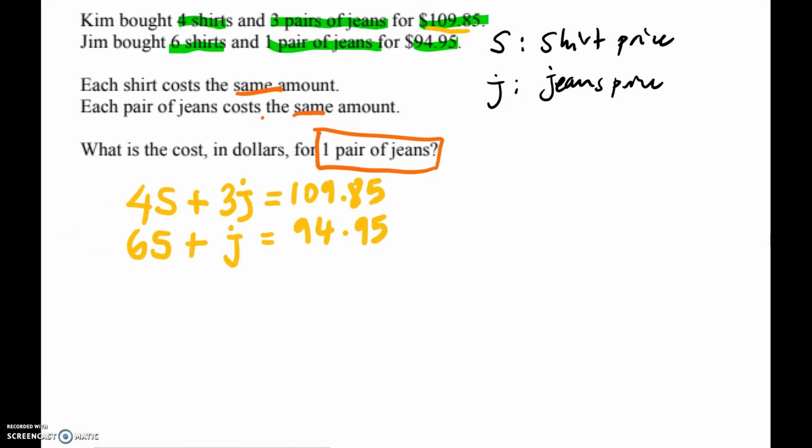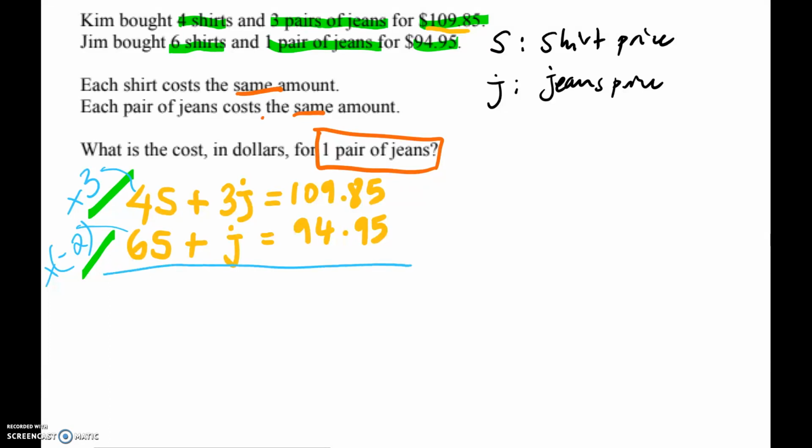So to eliminate the S value, I have an idea. Why don't we multiply the first equation by 3? If you multiply everything by 3, you can create 12s from here. So you need to get negative 12 down here. So let's multiply the second equation by negative 2. If you do that, you can create negative 12s right here, and you can eliminate the S values. This is the plan.